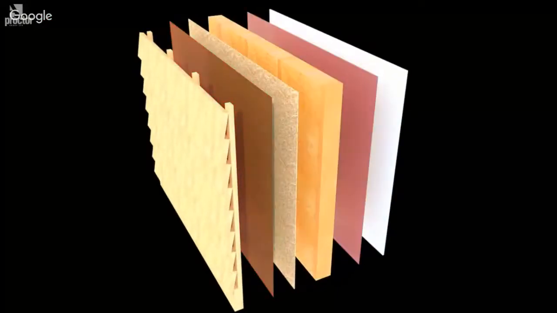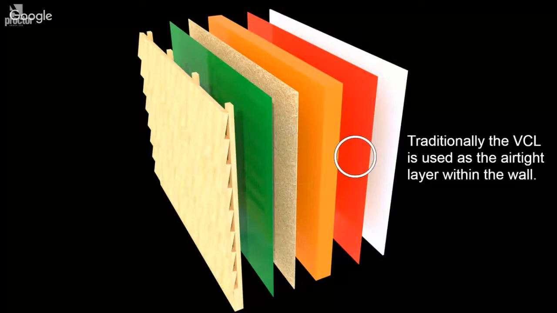I spoke earlier about vapour control layers and the placement on the internal side of the insulation. Traditionally, being vapour and airtight, it has performed the function of the airtight layer within a dwelling or building. Whilst the solution does work, it does place a lot of emphasis on the quality of installation and sealing of the internal vapour control layer, which can be difficult, it can be expensive, and it can be very time consuming.